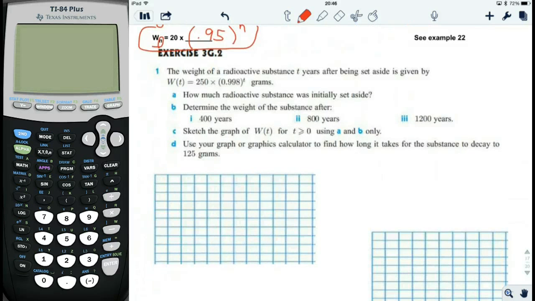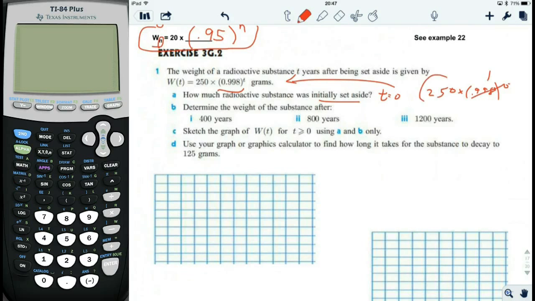First, number 1. The weight of a radioactive substance t years after being set aside is given by weight equals 250 times 0.998 to the t grams. So you can see that since the multiplier, 0.998, is a little bit less than 1, gradually it's going to get smaller and smaller. So how much radioactive substance was initially set aside? Well, initially set aside means t equals 0, right? Beginning of time. If I put t equals 0 in that equation, I'm going to get 250 times 0.998 to the 0. Wait a second, 0.998 to the 0, I don't even need a calculator for that. That's equal to 1, right?